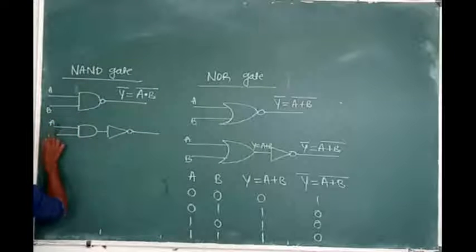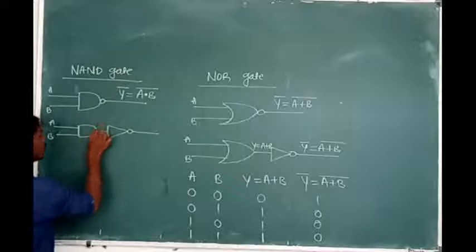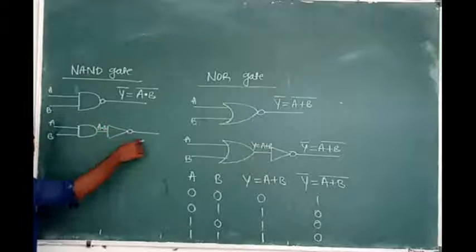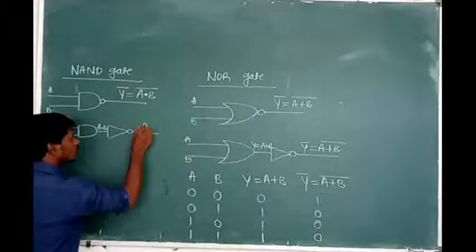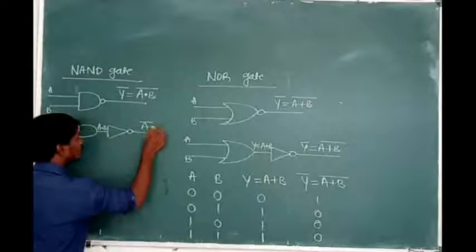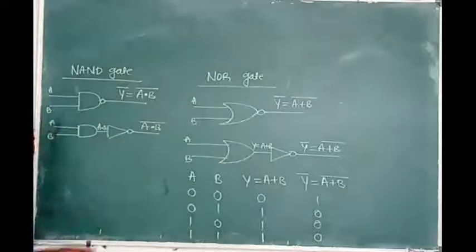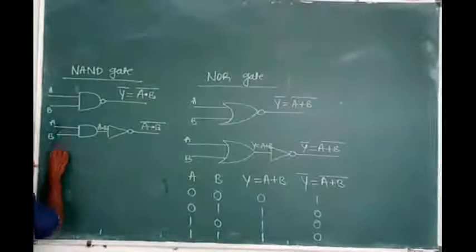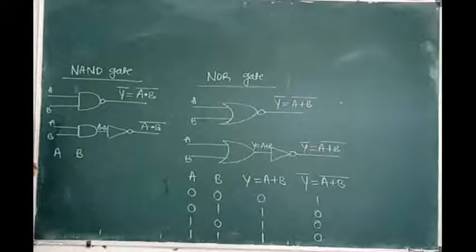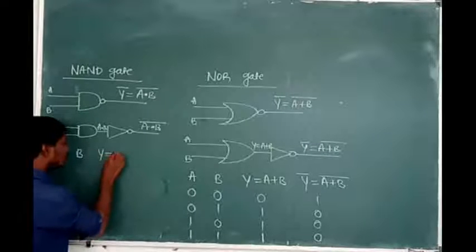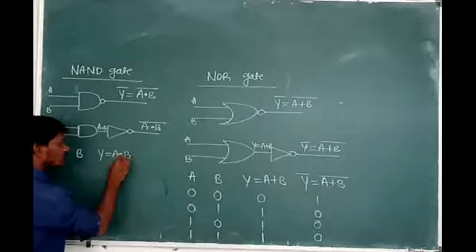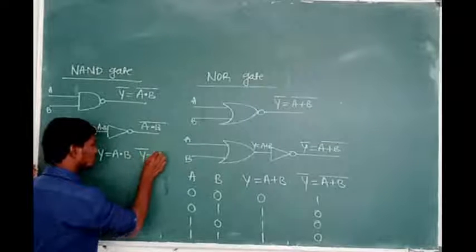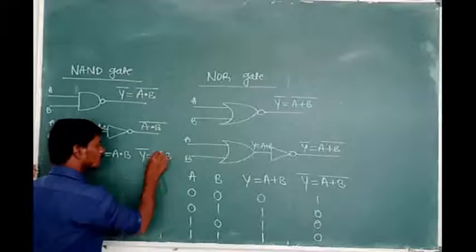Then A and B. What is the output of the AND gate here? A and B. And this A and B is the input for the NOT gate. Then its complement, the complement of A and B. Then what is the truth table here? The truth table can be written as A, B are the two inputs and Y equal to A and B is the output of the AND gate. Then what is the output of the NAND gate? That is the complement of A and B.